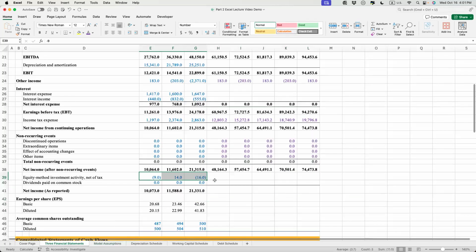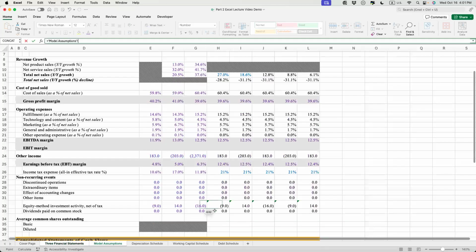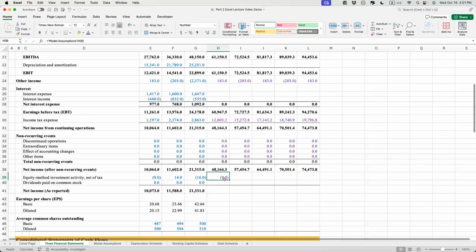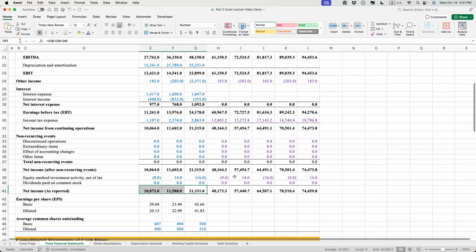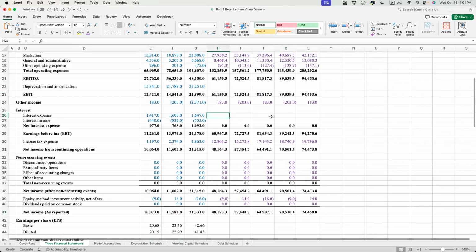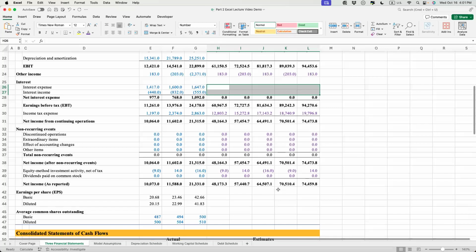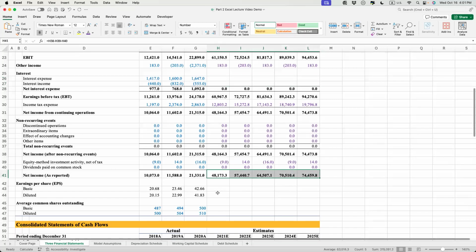Okay. And next we come back here. We link those to the projected value. And then we calculate net income based on our projection. That will be net income after non-recurring event, subtract this, subtract the dividends, and you get the projected net income. Again, this is significantly higher than the previous year. The main reason is that we haven't got the depreciation and the interest expenses and income done yet. Okay, but still set up your formula, set up your calculations whenever you can.